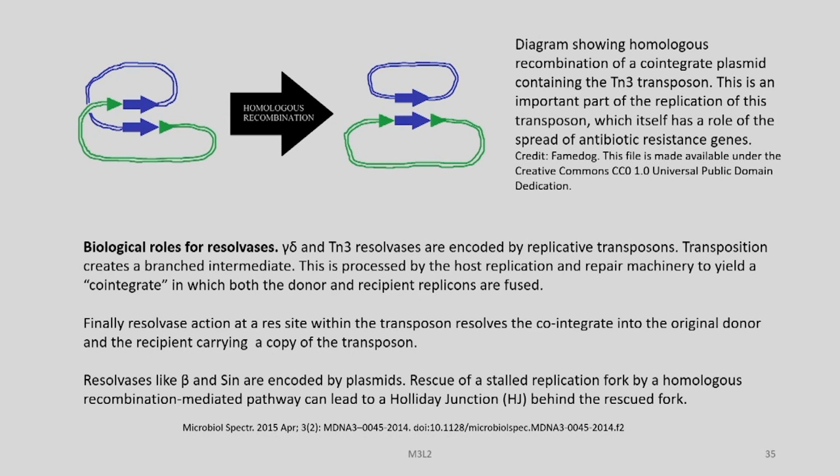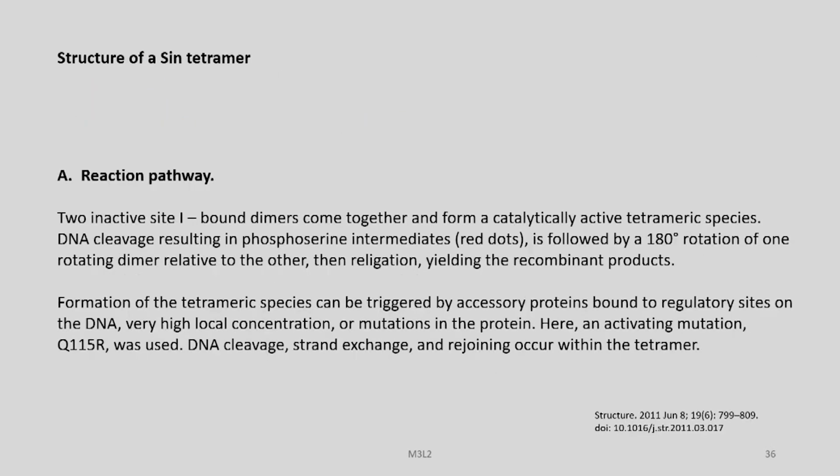Rescue of a stalled replication fork by a homologous recombination mediated pathway can lead to a Holliday junction behind the rescued fork. In this diagram, you can see homologous recombination of a co-integrate plasmid containing the Tn3 transposon. This is an important part of the replication of this transposon, which itself has a role in the spread of antibiotic resistant genes.